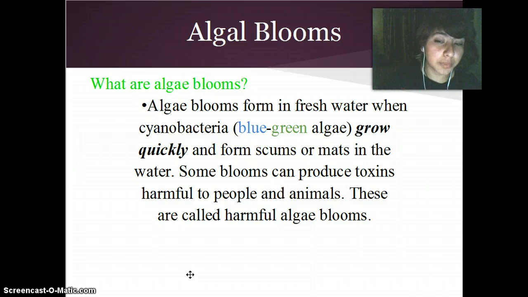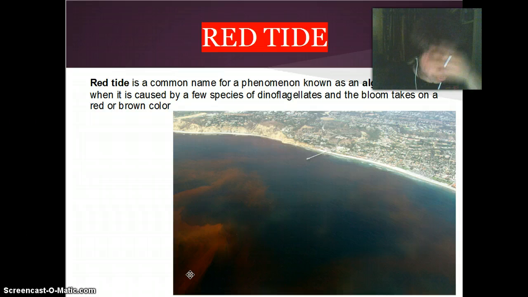Algae blooms form in fresh water when cyanobacteria, blue-green algae, grow quickly and form scums or mats in the water. Some blooms can produce toxins harmful to people and animals. These are called harmful algae blooms. A good example of that is also red tide.